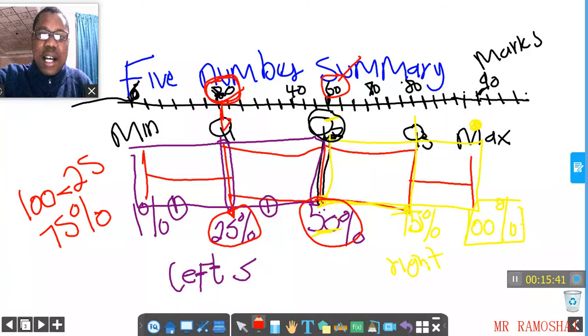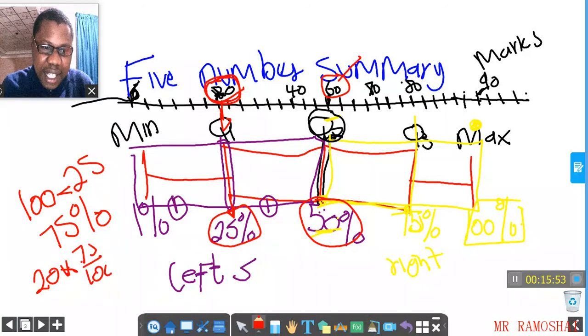So what if learners are 20? What if we have 20 learners? We're going to say 20 learners multiply by 75 over 100 to get the real number of learners that got above 30. Multiply by 75 over 100. Therefore, the learners that got above 30 marks, they are 15.